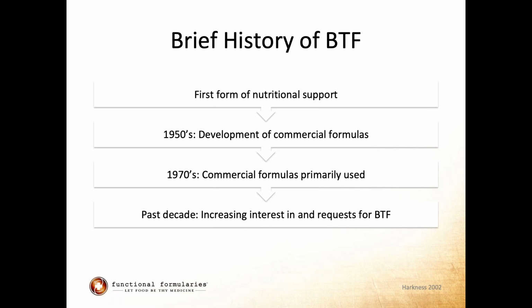In the last decade, there's certainly a clinical renaissance occurring. More and more people are becoming interested in blenderized diets, and the request for blenderized diets is also increasing amongst our patients in the hospitals and outpatient clinics and after discharge from the hospital.